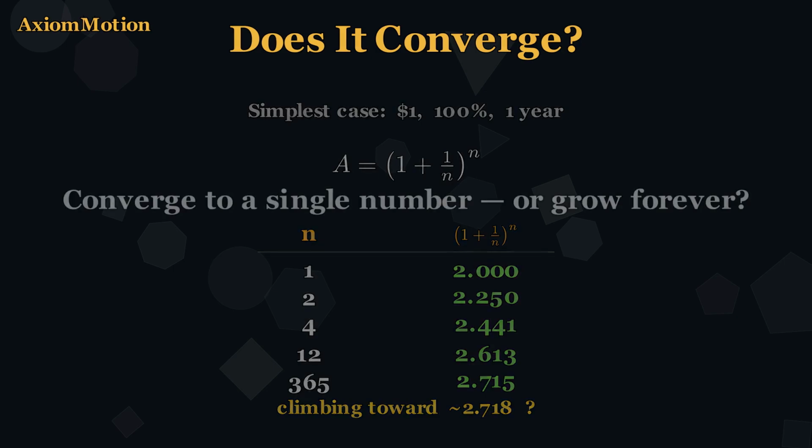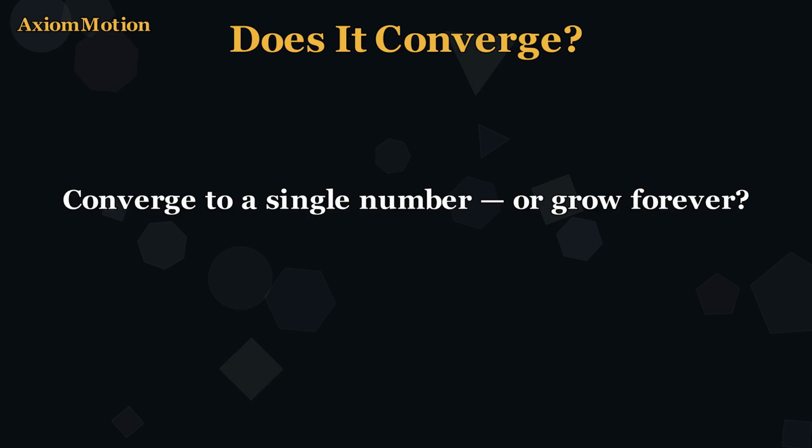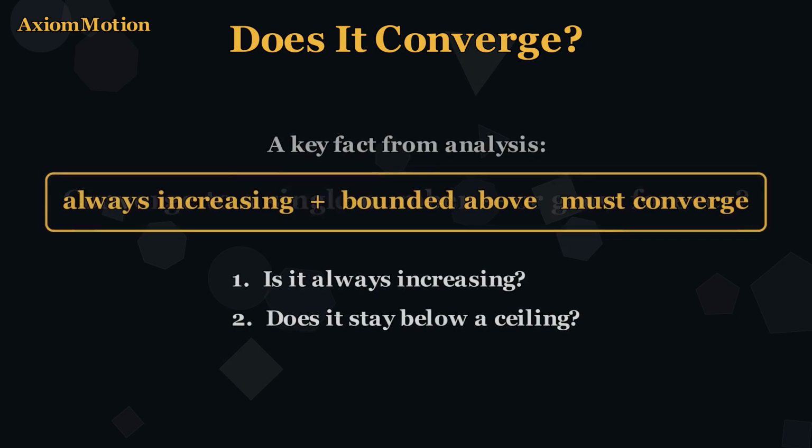So here is the real question. Does this sequence settle on a single number or grow without end? One powerful fact decides it. If a sequence always increases and never rises above some fixed ceiling, then it must converge. So we only need to prove two things, that our sequence always increases and that it stays bounded.